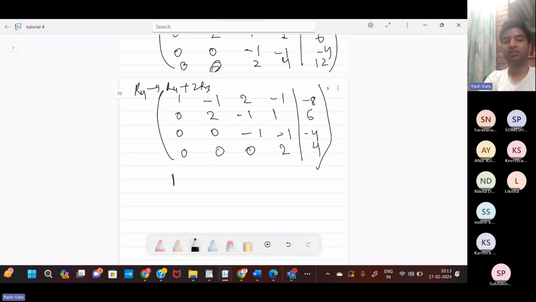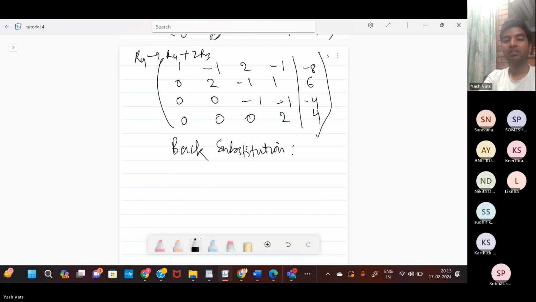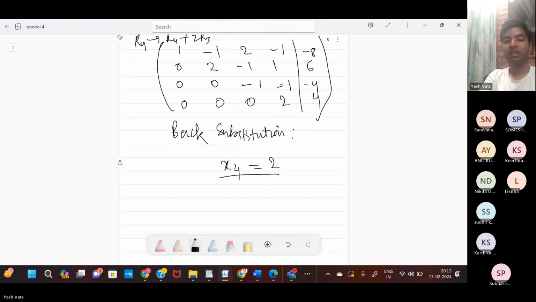Yes, so what do we have to do now? Back substitution. What is that? Yes, x4 is 2. What is x3? Tell me these values, x3, x2, x1. Calculate and tell me.